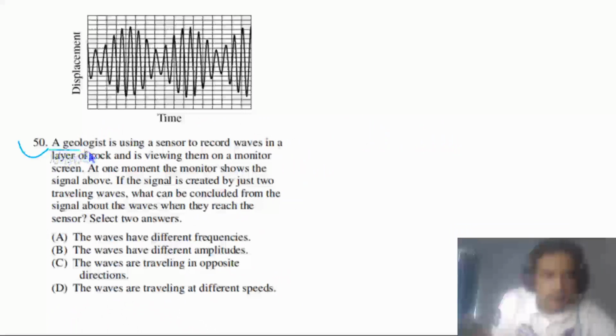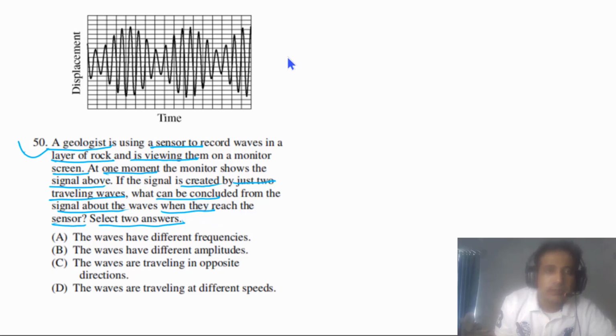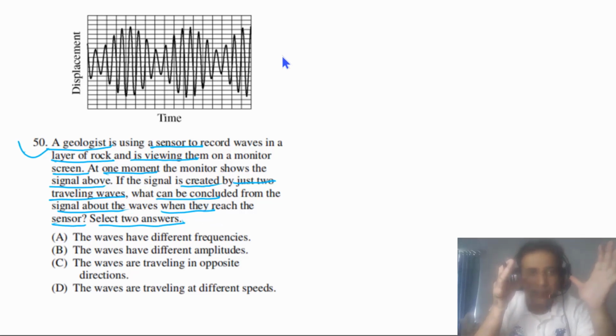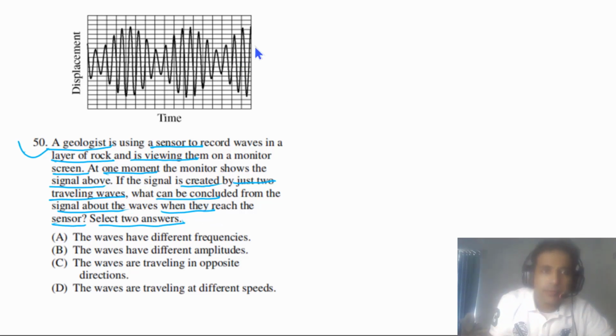Question 50 says a geologist is using a sensor to record waves in a layer of rock and is viewing them on a monitor screen. At one moment the monitor shows the signal above. If the signal is created by just two traveling waves, what can be concluded from the signal about the waves when they reach the sensor? Select two answers. First of all, if we simply look at this given pattern, this pattern is representing beats.